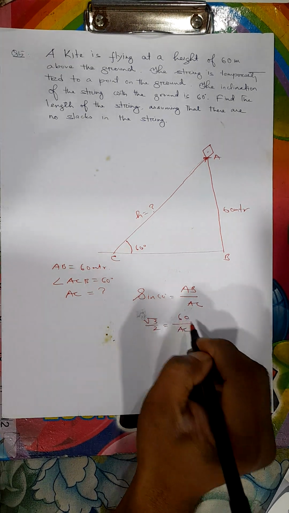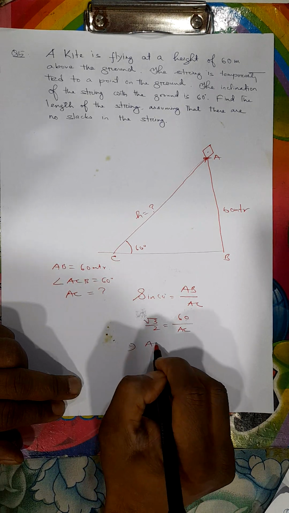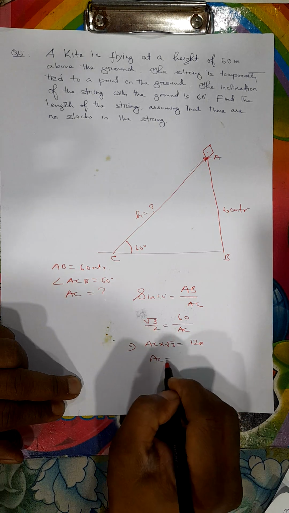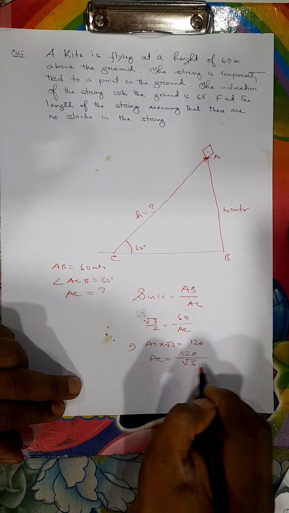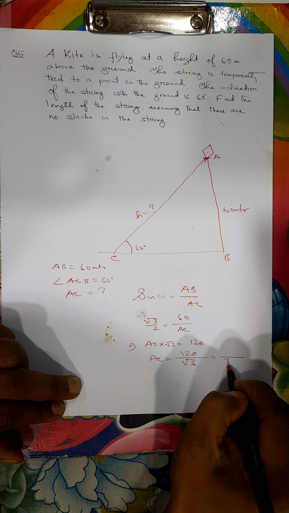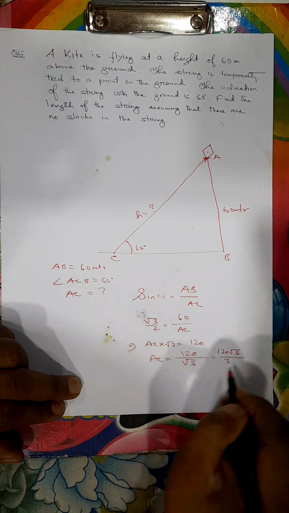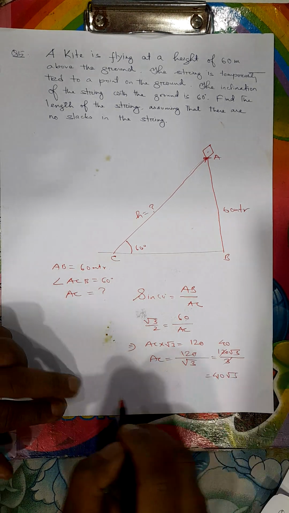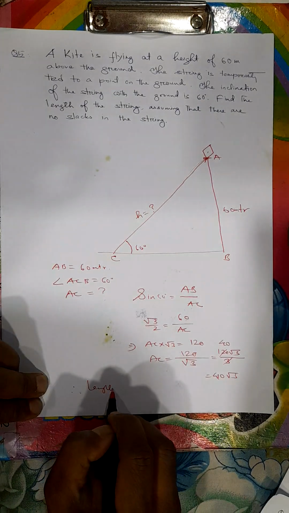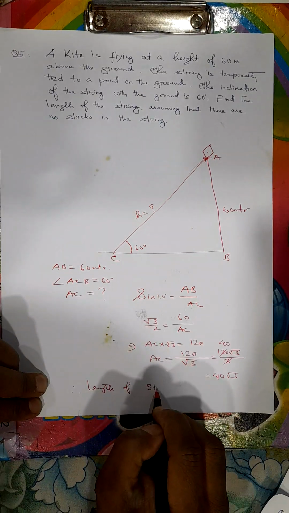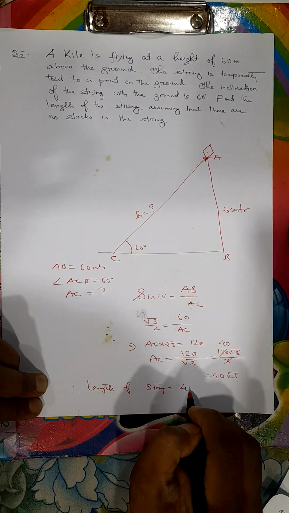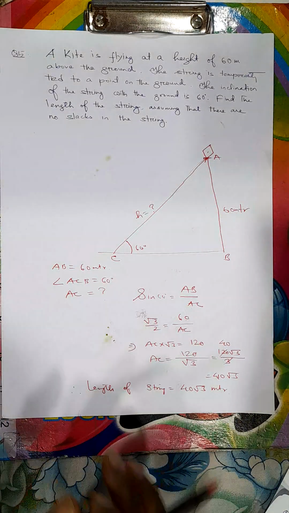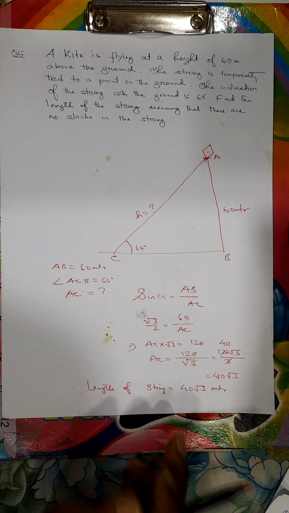AB equal to 60. So AC multiplied by square root of 3 equal to 120. AC equal to 120 divided by square root of 3. If you rationalize the denominator, you will find this, right? So it is 40 root 3. Therefore, the length of the string equal to 40 root 3 meter. So this is the length of the string. AC is 40 root 3 meter.